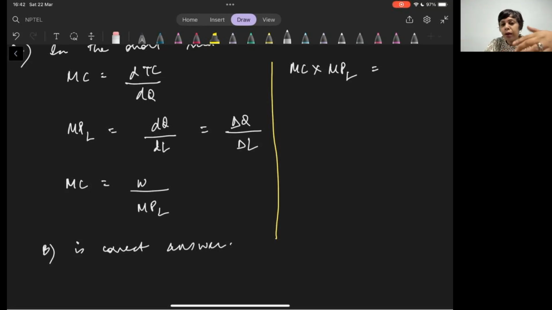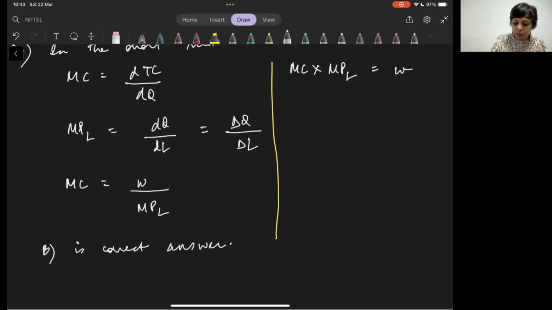Therefore, what the company will want to do is make the cost incurred per additional unit of labor equal to the wages which they are paying per unit of labor. The firms will always want to manage their productivity and their cost. So this expression comes from there. Marginal cost into marginal product of labor is giving you the additional cost per unit of labor which the firm is incurring.